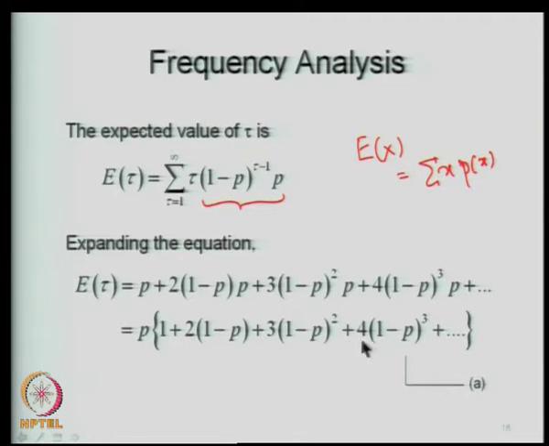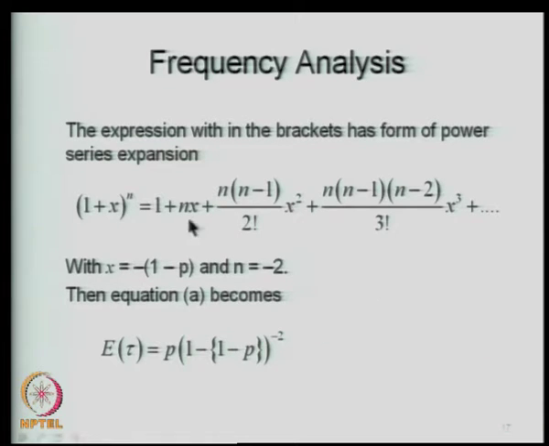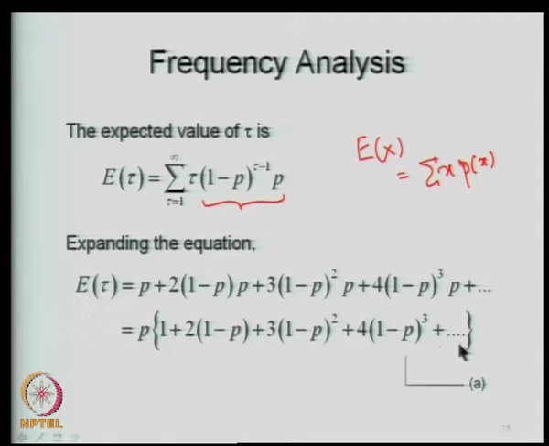Now, the terms within the bracket, namely 1 plus 2 into (1 minus p) plus 3 into (1 minus p) whole square plus 4 into and so on, can be equated to a series. We can write this expression as (1 plus x) to the power n, which is expanded as 1 plus n x plus n into (n minus 1) by 2 factorial x square plus, etcetera, where we put x equal to minus (1 minus p) and n equal to minus 2. If you put these values, you can verify that you get the same expression as in the bracket.